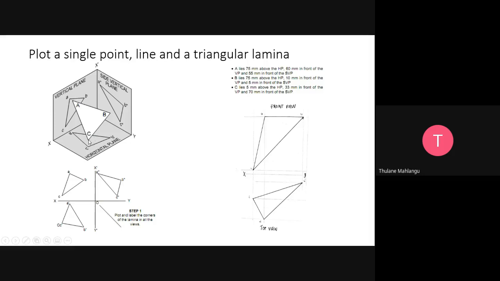So point C lies 45 millimeters in front of the side vertical plane. So this is the side vertical plane. So point C lies, it means the distance between point C and the side vertical plane is 45. So it means from the XY in the orthographic drawing to point C, that distance there is 45. Okay, if there are no questions, I'll move to the next slide.